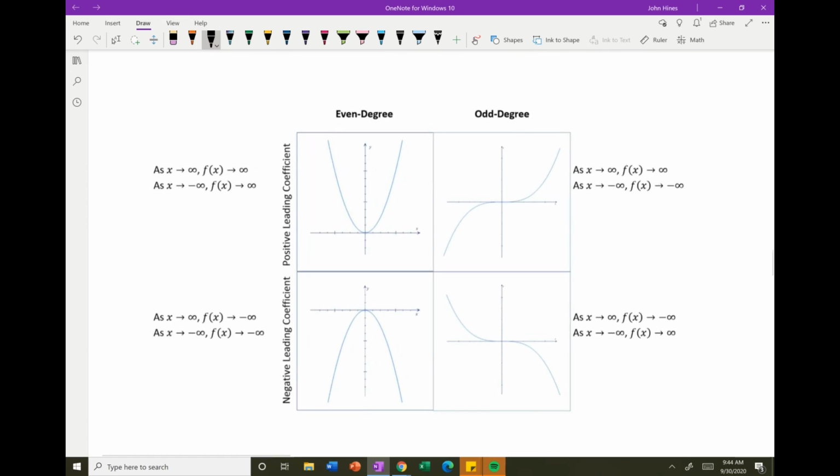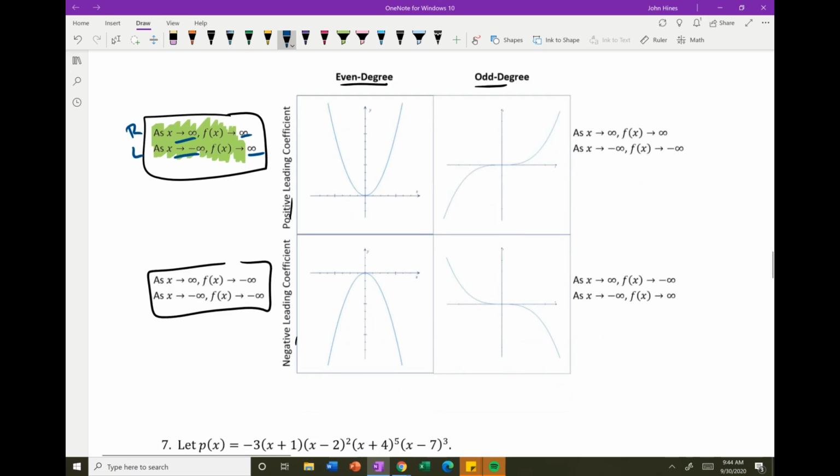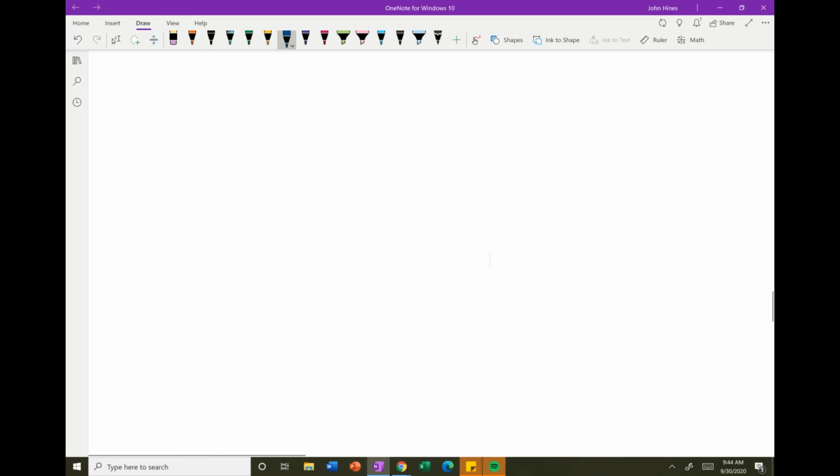And here's kind of a little chart for you to look at. Even degree, positive, negative, odd degree, positive, negative. And here's kind of the symbols for you to reference back to. Notice they all start the same way. This doesn't change. The only thing that changes is where are they going? Where's my left hand going? Where's my right hand going? Positive infinity is your right hand, negative infinity is your left hand for these x's here. All right, so we'll talk about this more in person, but I just wanted to show you that we have this little chart here.